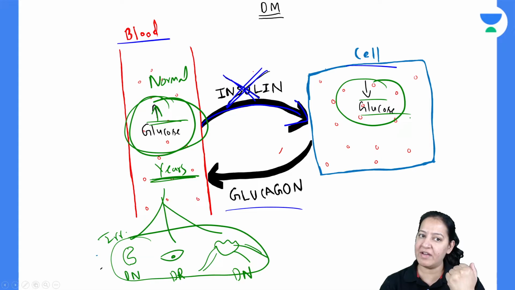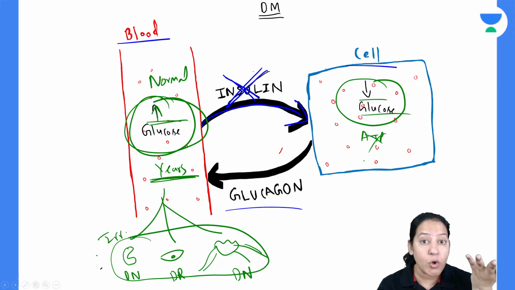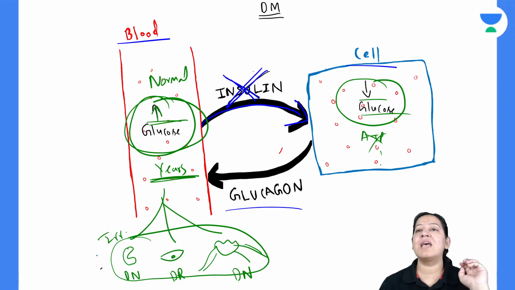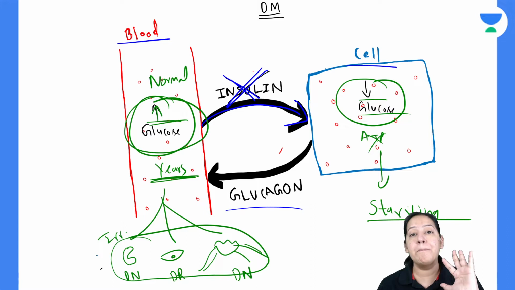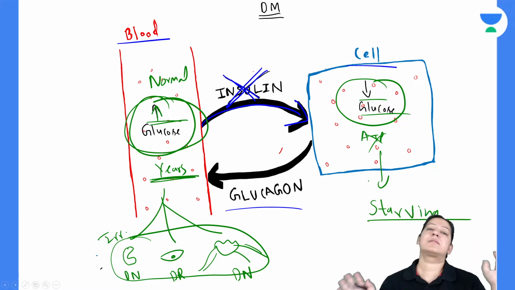Does the cell have any problem? Yes. It means the cell has less glucose. The cell cannot synthesize ATP. For synthesizing ATP, the cell requires glucose. So it means the cell is starving. Have you got it? Despite having abundant glucose right at the doorstep, the cell is starving.